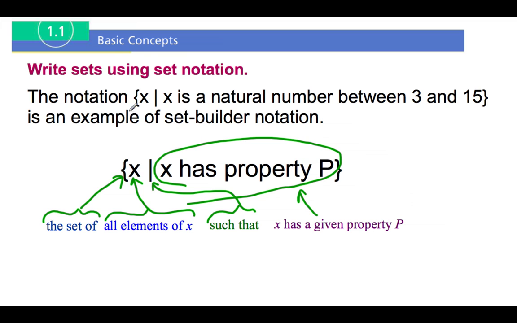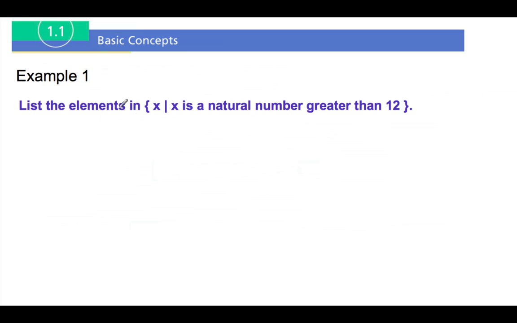So check this out. The way that we would read this then is the set of all elements of x such that x is a natural number between 3 and 15. Okay? So let's do that one more time. The set of all elements of x such that x is a natural number between 3 and 15. All right, and so this is the way that we're going to build our set notation. Okay, so let's actually do an example now.